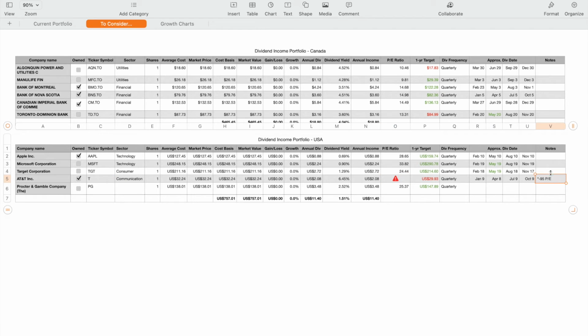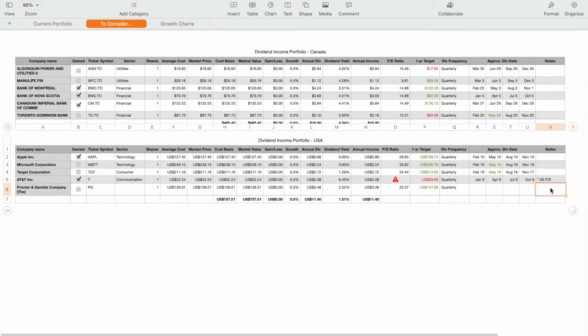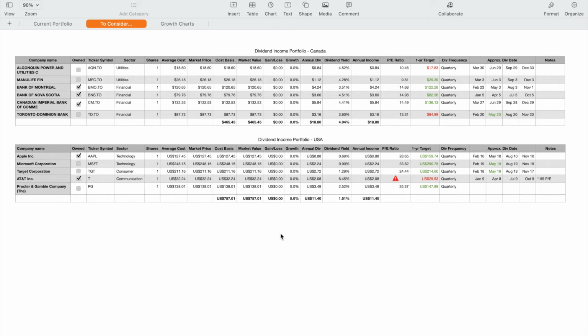And this column here can be made for any type of notes. You can say, oh, this is a good buy, consider buying the stock soon, or maybe something like, you know what, I'll probably wait out before buying this stock. And that's pretty much the basics of this page.